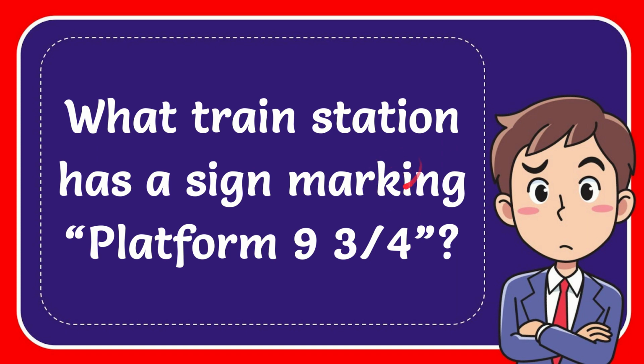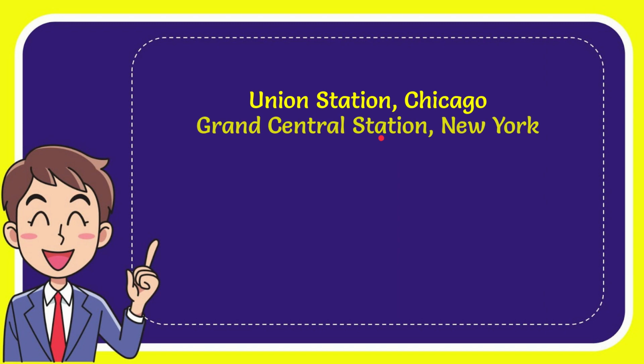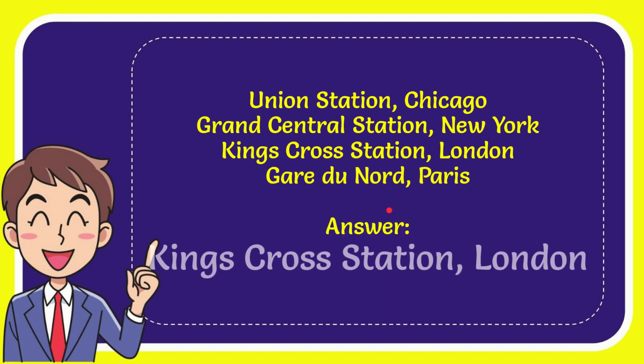In this video, I'm going to give you the answer for this question. The question is, what train station has a sign marking platform 9¾? When I give you a list of the options, and here's the list of the options: Union Station, Chicago; Grand Central Station, New York; King's Cross Station, London; and last option is Gare du Nord, Paris. And the correct answer for the question is King's Cross Station, London. That's the answer for the question.